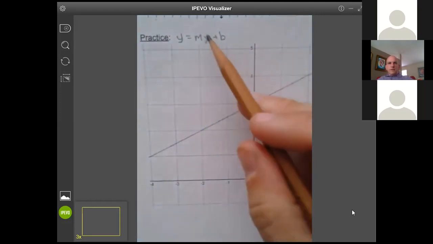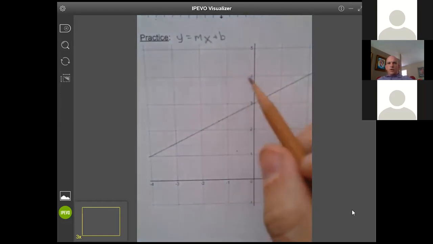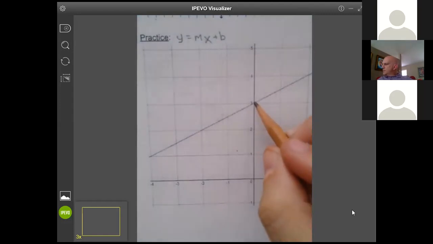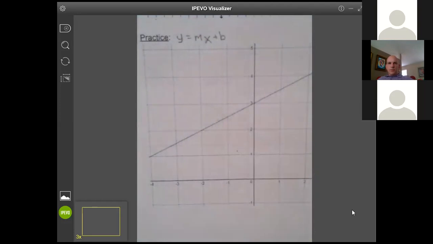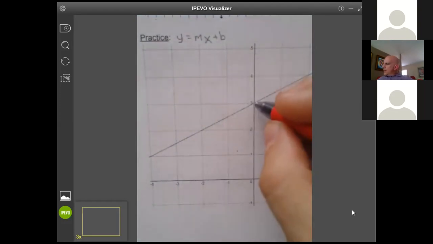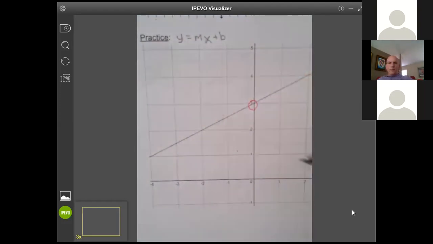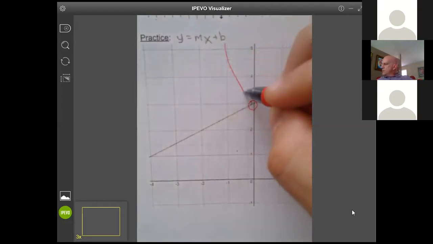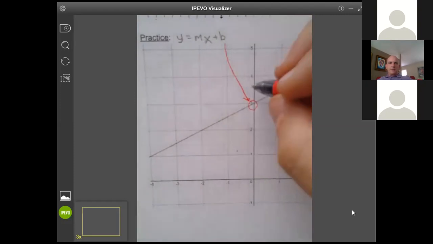So this b is where it crosses the y-axis, right? That information is contained in the point where it crosses. So for us, let me just do this with a red pen here. That point is right here, okay? So this value is where it crosses the y-axis, okay?